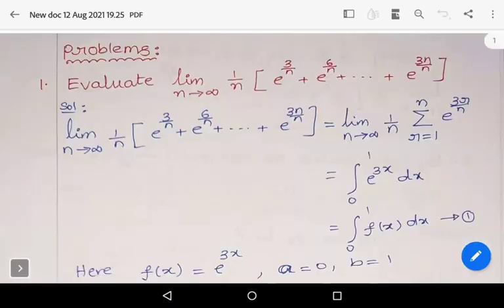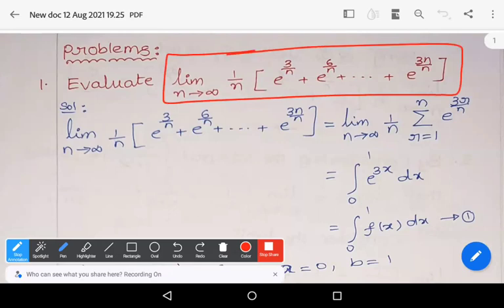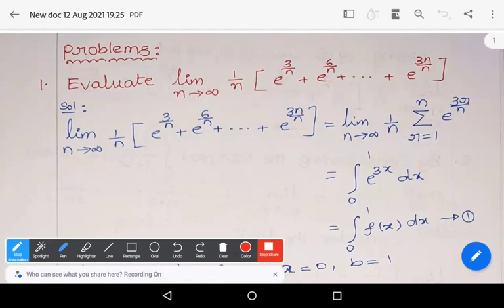Yes, this is the first problem. Evaluate limit n tends to infinity 1 by n times e power 3 by n plus e power 6 by n plus and so on plus e power 3n by n. Observe that limit n tends to infinity 1 by n times e power 3 by n plus e power 6 by n plus and so on plus e power 3n by n. So that is the given series.